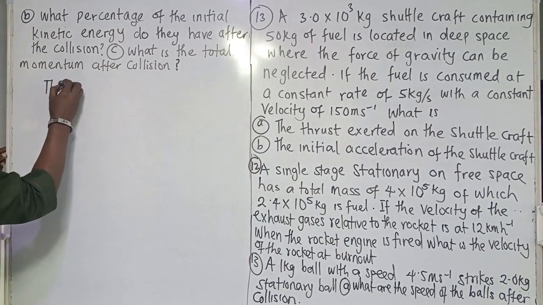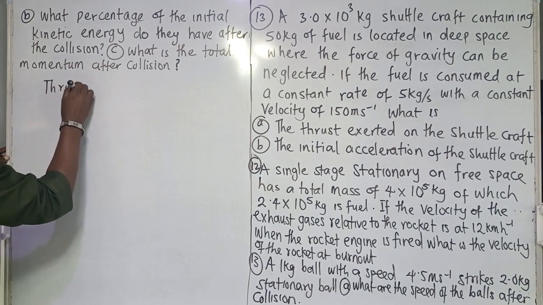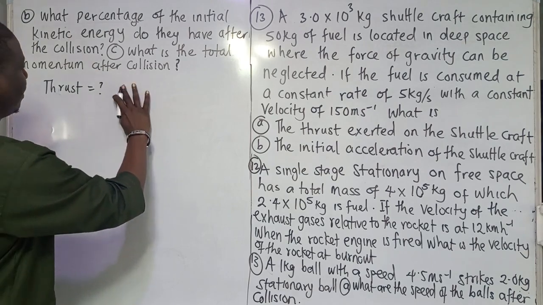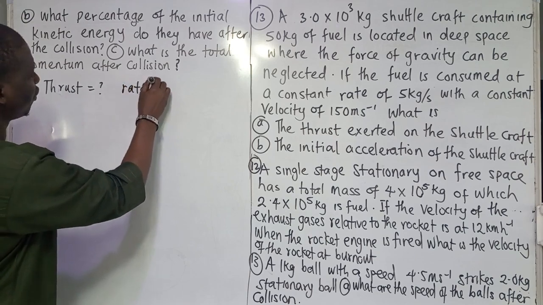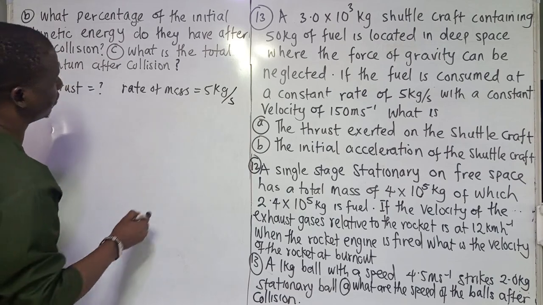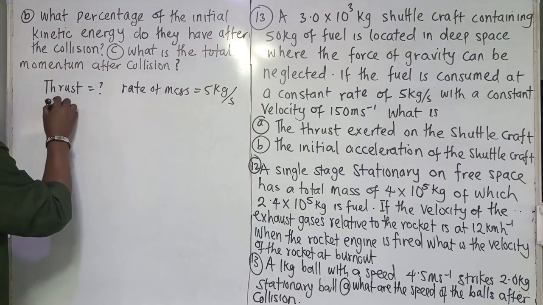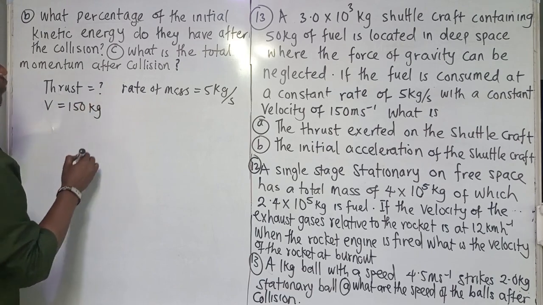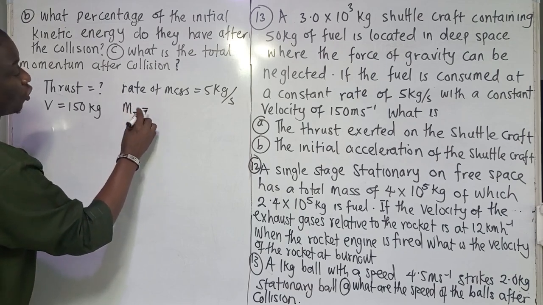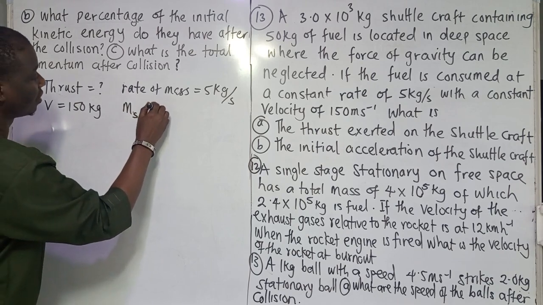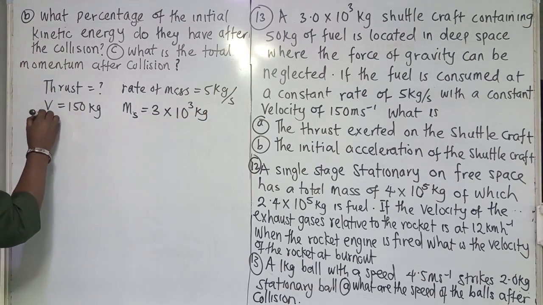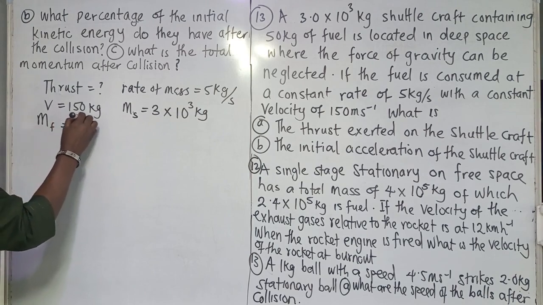So thrust is like what? Like force. No, it's not like force, it's force. Thrust, we are looking for it. We are given the rate of mass as 5 kilogram per second. Then we are given velocity as 150 meter per second. And we are given total mass of the craft, mass of the shuttle rather, as 3 times 10 raised to power 3 kilogram. And we are given mass of fuel as 50 kilogram.